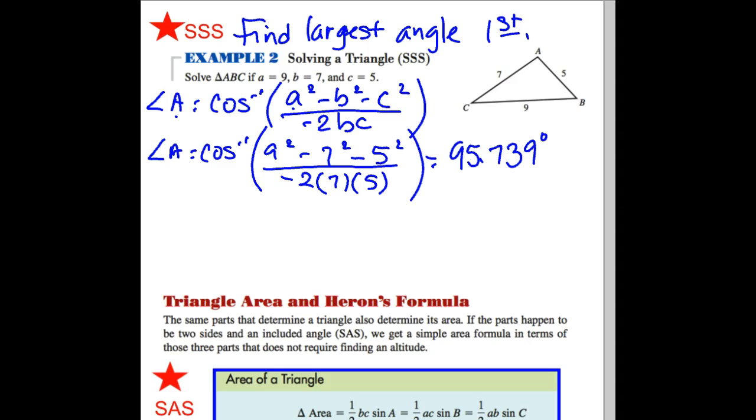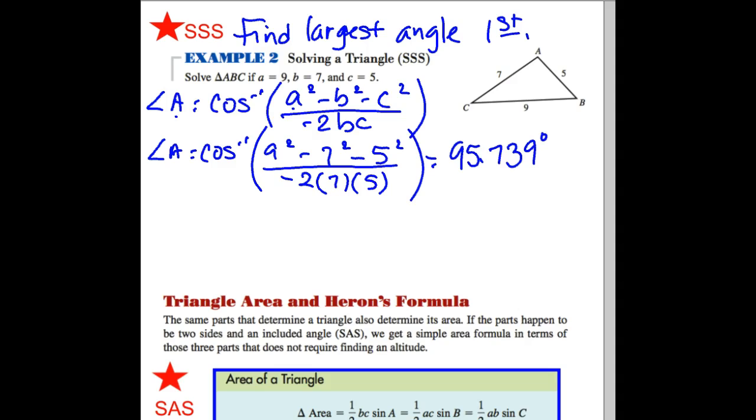we could shift to law of sines here. Okay, I'm giving you that option. However, I'm going to show it using law of cosines just so you get one more chance to practice that formula. Okay, but you could move to law of sines if you find the biggest angle using law of cosines.